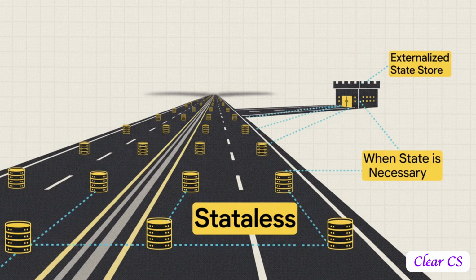So, look, if you take away just one thing from all this, make it this. For any modern app that needs to scale, you should always lean towards a stateless design. And for those times when you absolutely need to keep track of state, don't let your application server do it. Externalize it. Move it to a dedicated service that's built for the job.